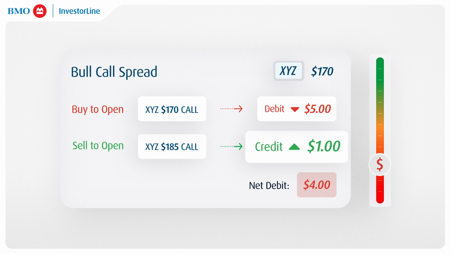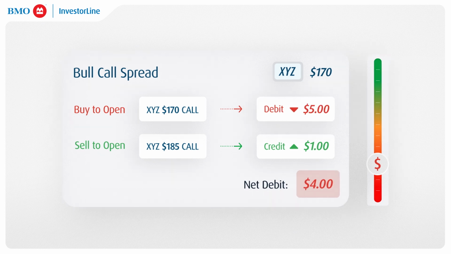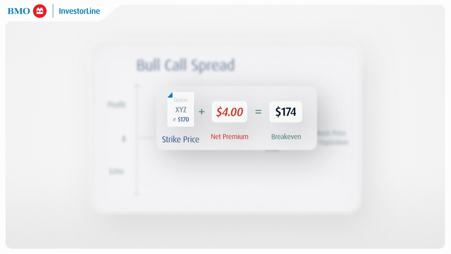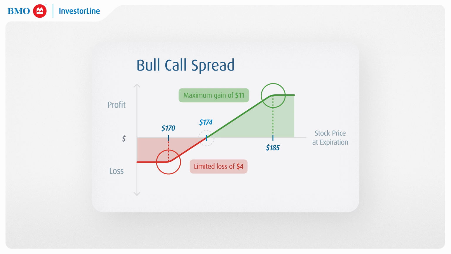The premium received from selling the $185 call would offset a portion of the cost of buying the $170 call, creating a net debit. The break-even for this strategy would be the strike price of the long call plus the net premium paid. You would realize the maximum profit potential if XYZ were to stay above the short strike of $185. The maximum loss would occur if XYZ were to decline below the long strike of $170. In this example, the maximum profit potential is the distance between the two strikes of $185 and $170 minus the net premium paid for a total of $11.